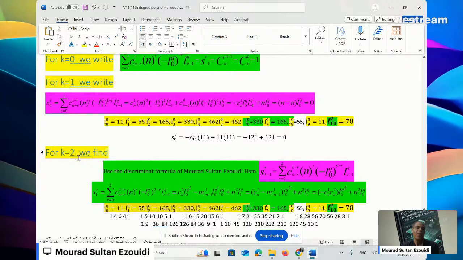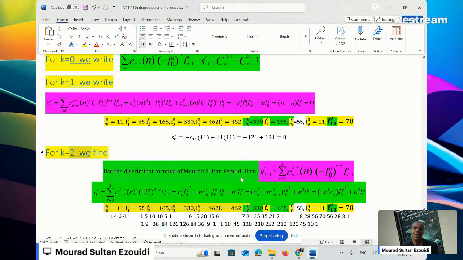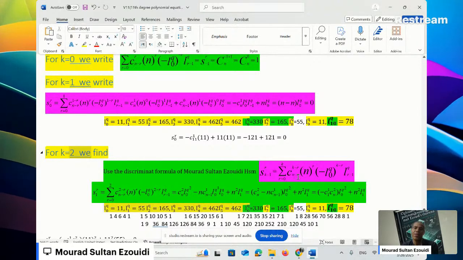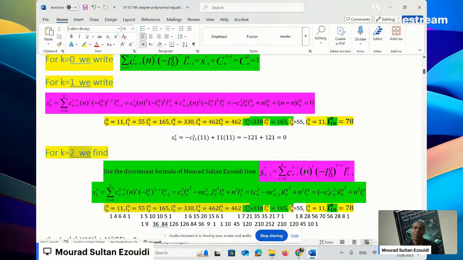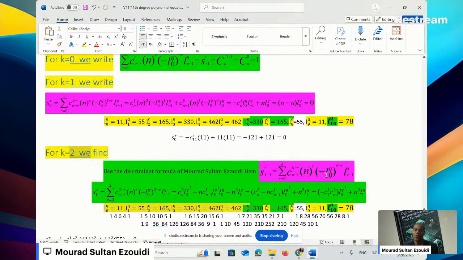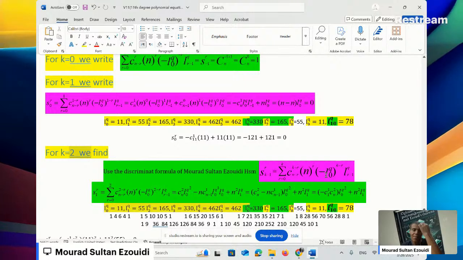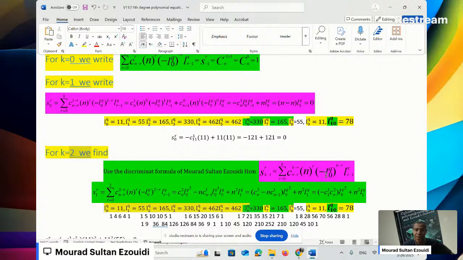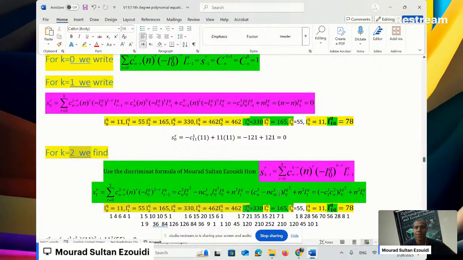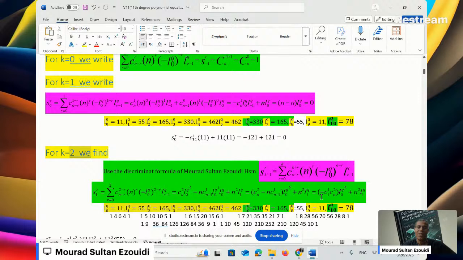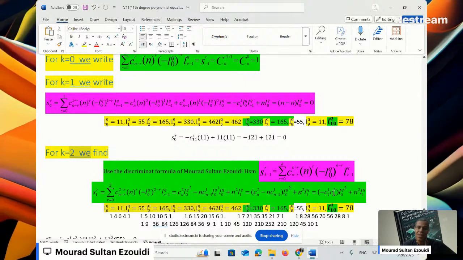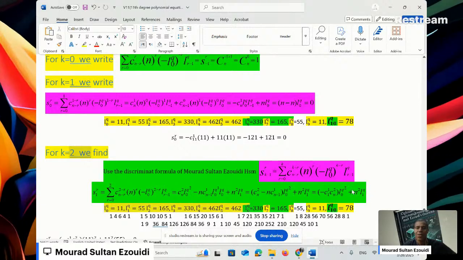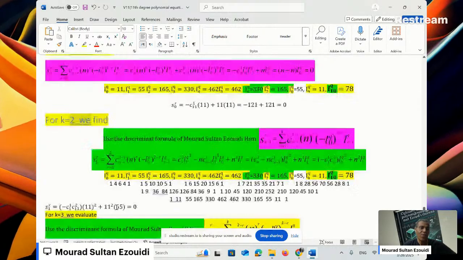I'm going to substitute k equal 2 in the formula of Mourad Sultan Ezouidi, S subscript k minus 1 equal the sum from r equal 0 to k of combination n minus r choose k minus r, and raised to the power r between parentheses negative L0 for q raised to the power k minus r times S subscript minus 1 for the q. After making our calculation and simplifying this expression, I'm going to use the last one, which is negative combination 2 1 choose 1 times combination n choose 2 times L0 for q squared plus n squared times L1. This one, my kids, I just use the first coefficient.